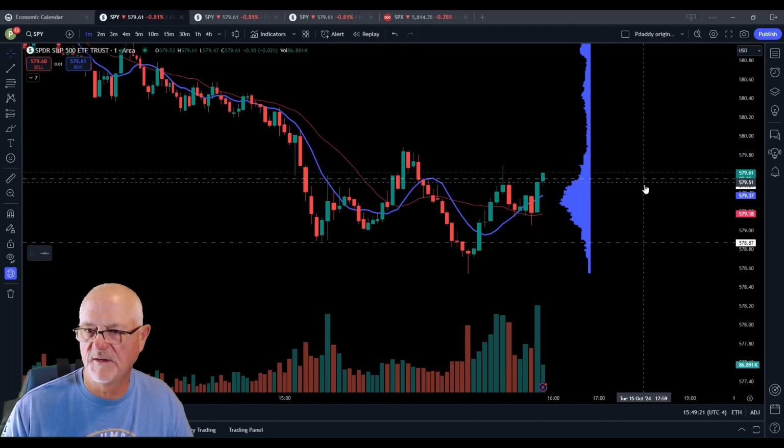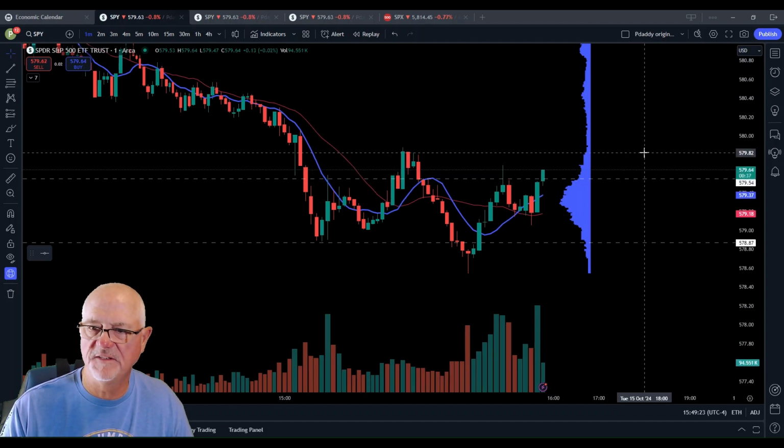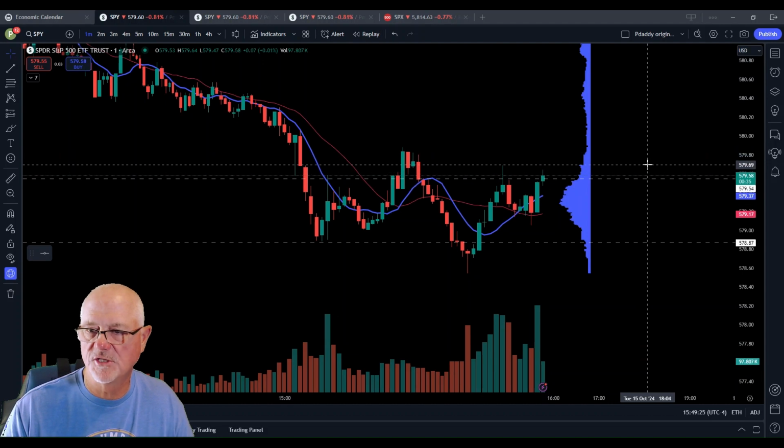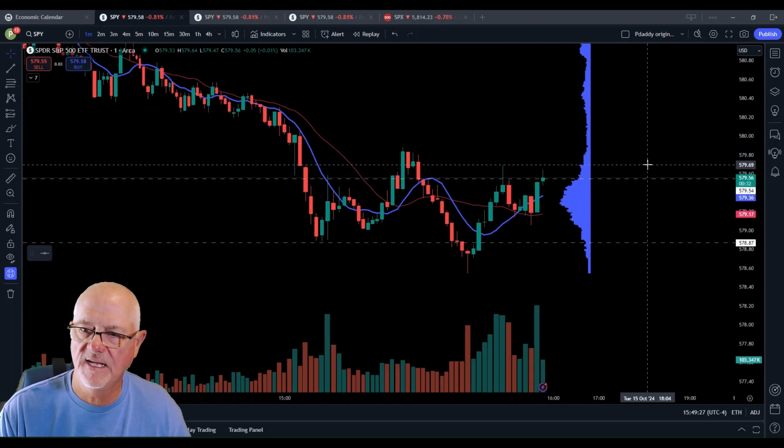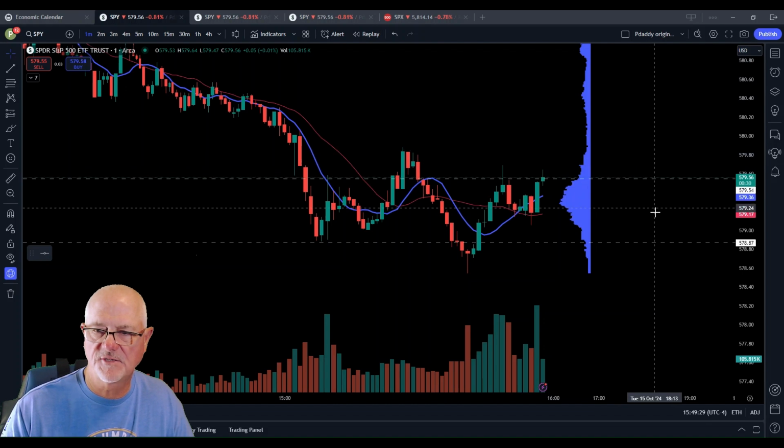But again, we got that close above 47. Now we need to get the close above 54. A close above 54 again should take us to 69 again. You see this little shelf? That's what we're using, folks.